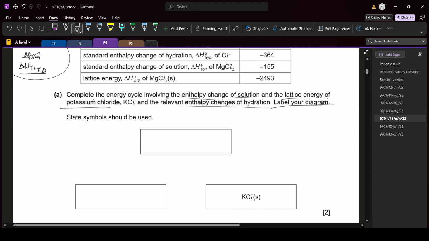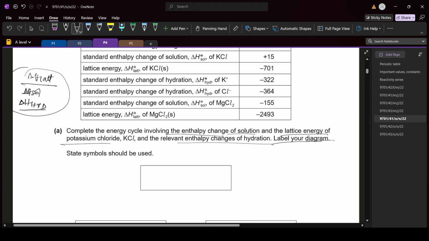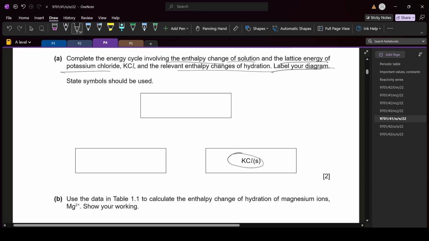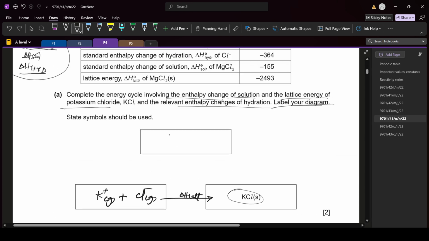Firstly, what is the definition of lattice energy? It is the energy change when 1 mole of ionic solid is formed from its gaseous ions. If gaseous potassium ions and gaseous chloride ions react together to form potassium chloride, this is the lattice enthalpy.